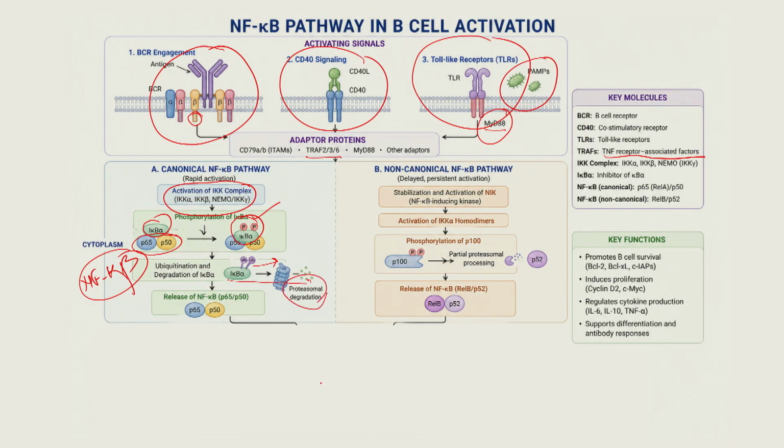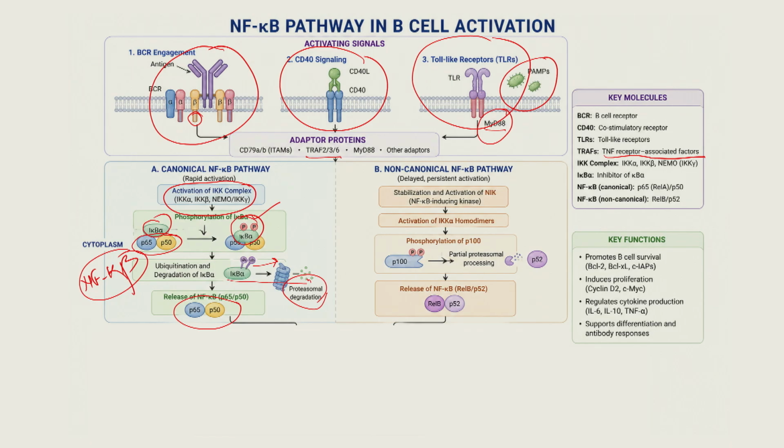Once this is degraded, then this NF-kappa B, which is a heterodimer of P65 and P50, becomes free to go to the nucleus. And since the ultimate goal of this transcription factor is to go to the nucleus to start transcription of certain genes, that will happen once they go to the nucleus. And to go to the nucleus, they need to be free first.